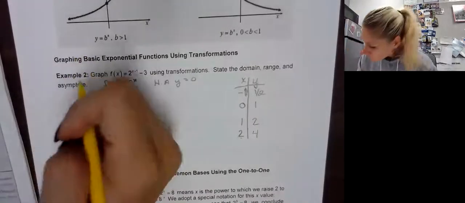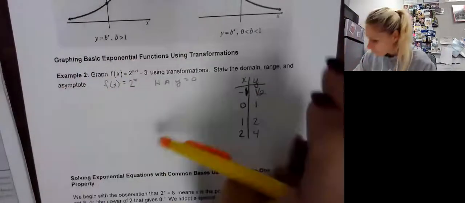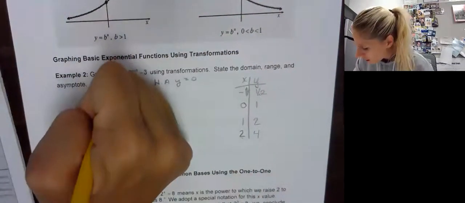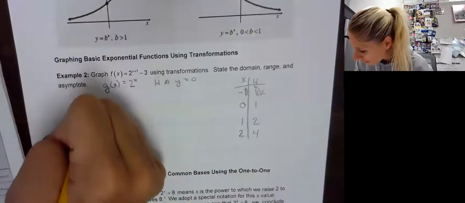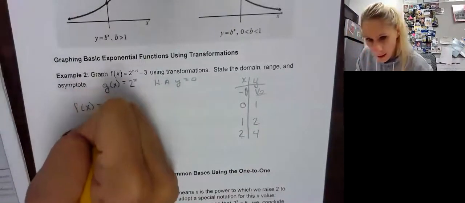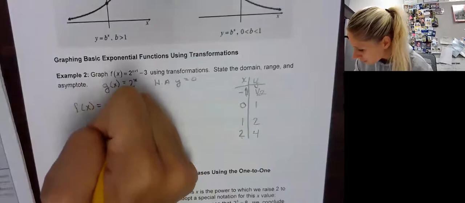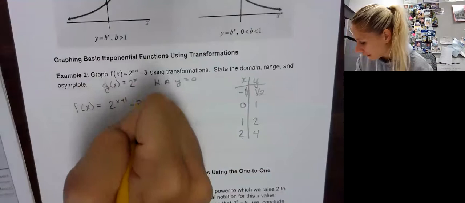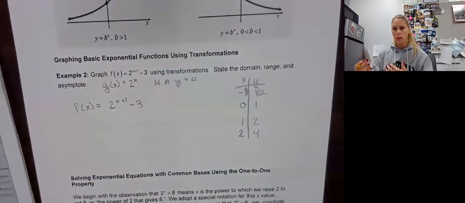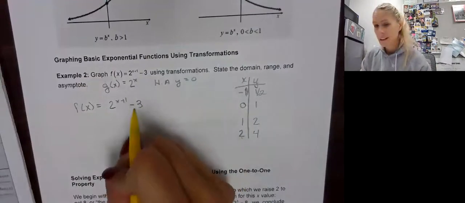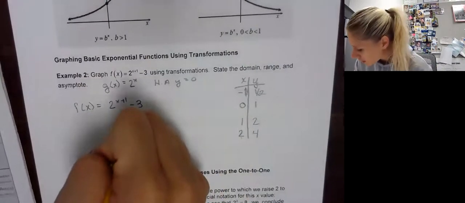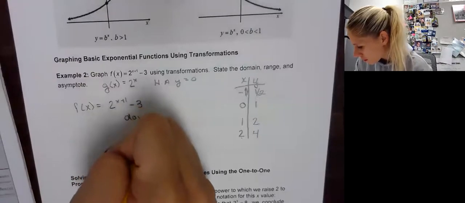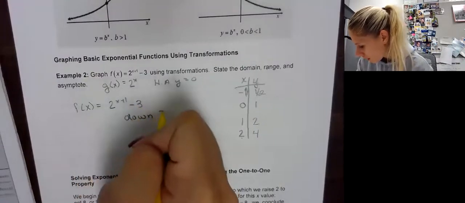So I should say y equals, not f of x. I should call this something different. We'll call it g of x right here. Okay, so now that we have f of x equals 2^(x+1) minus 3, let's talk about the movements. What does the plus 1 mean, and what does the minus 3 mean? Well, the minus 3 is on the outside, so we know that goes down 3, okay?